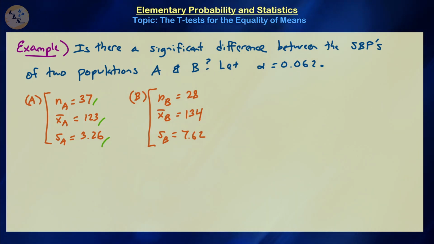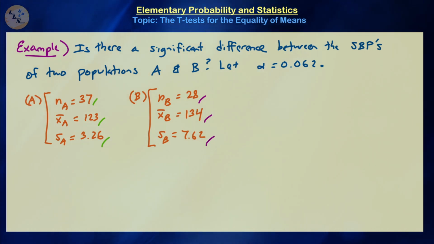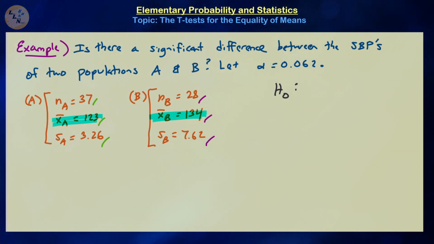In the second population, we're going to grab 28 people, take their blood pressures, take the average. We get an average of 134 with a standard deviation of 7.62. So the question becomes, are these two significantly different enough in order to imply that the means between them are unequal? So the main null hypothesis that we're trying to test is that mu A is equal to mu B. So is this claim true?